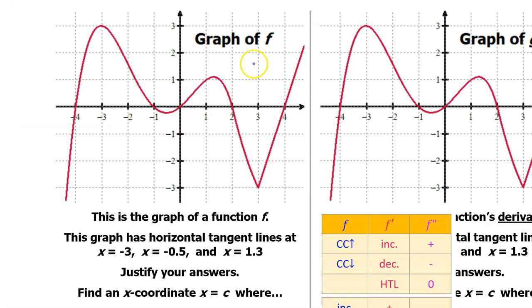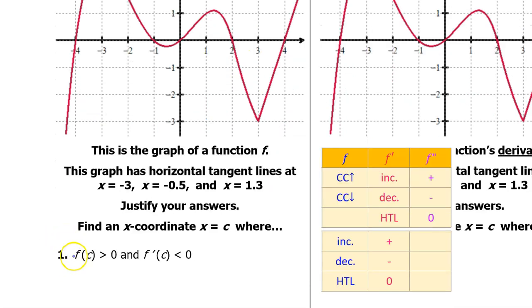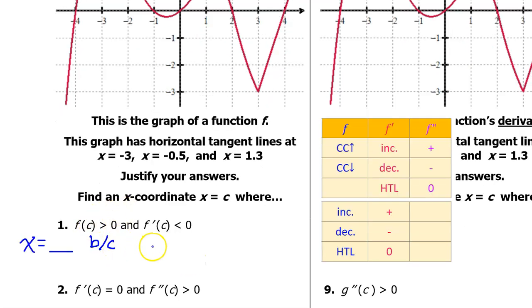For the next few problems, we are given the graph of f, so all of our justifications must be based on f of x. Number 1, find an x-coordinate x equals c where f of c is greater than 0 and f prime at c is less than 0. Let's write our justification first and then go back and find the value of c that fits the justification. The first thing we are looking for is f at c is greater than 0. Well, remember we are given the graph of f, so we don't actually need to change this. We can just incorporate it directly into our justification.